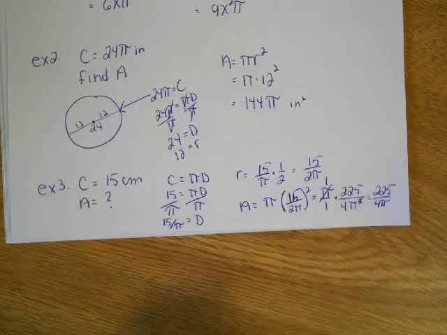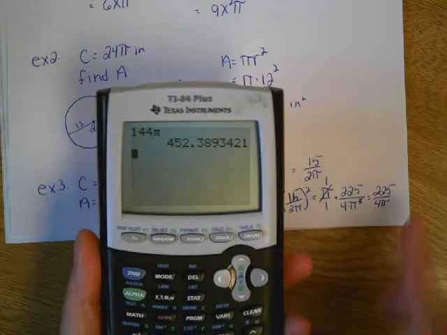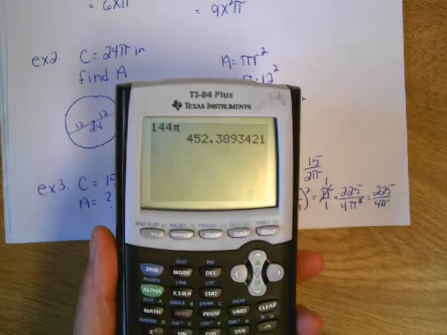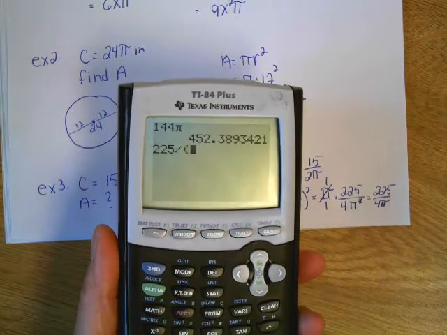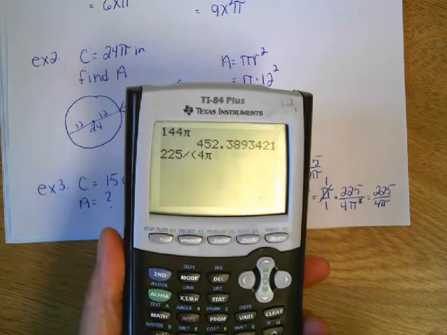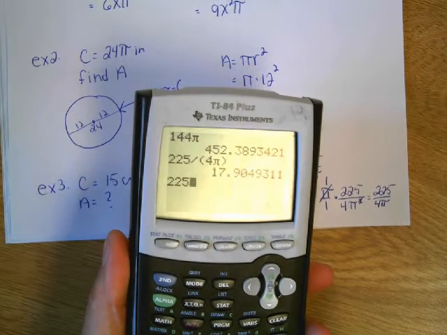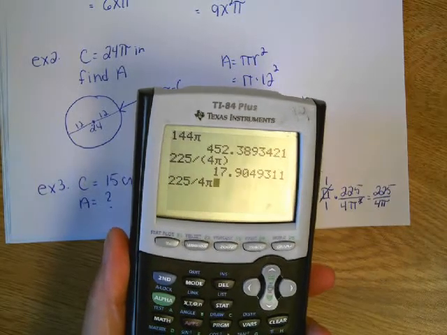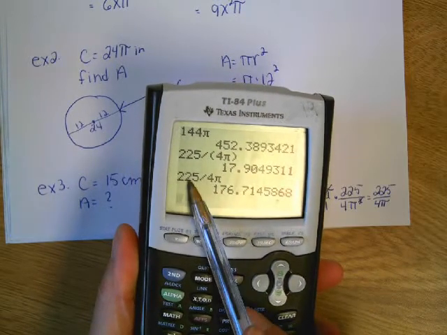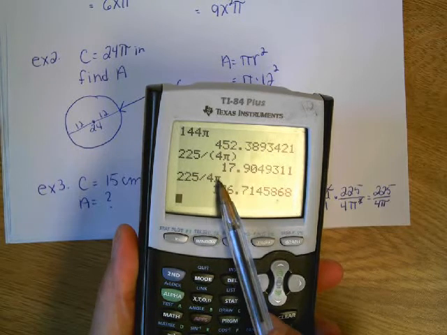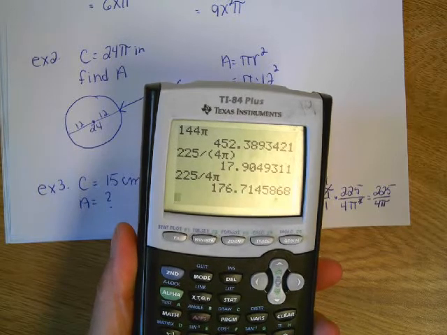I can leave it like that. If you really want a decimal for it, that would be my final answer. Otherwise, I would take 225 and divide by, and because there's 2 numbers down here, I need parentheses around that, 4 pi. Otherwise, if I go 225 divided by 4 pi, it looks good, but I will not get the same answer, because what this line is doing, it divides by the 4 only, gets that answer, and then times by pi. So be careful on that if you're going to pick up a calculator.